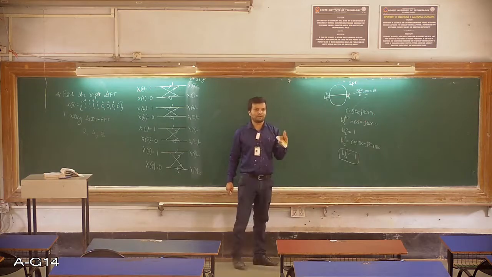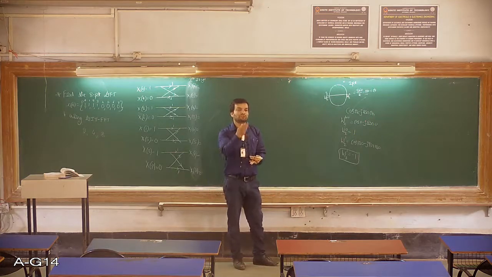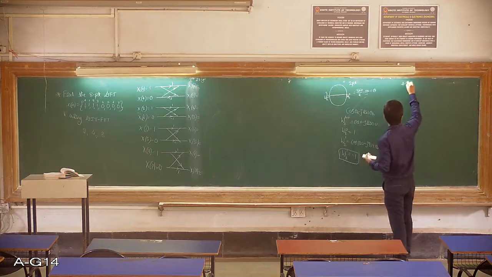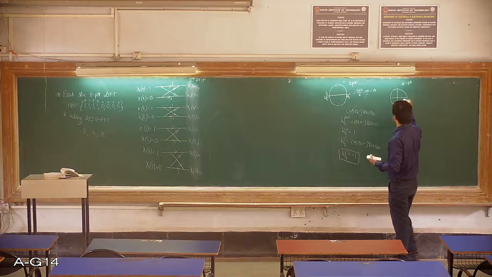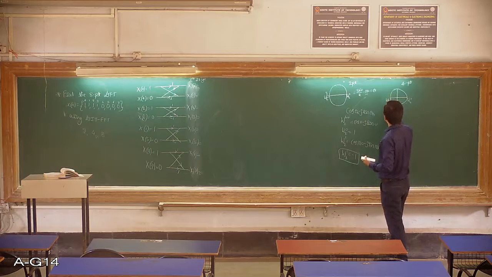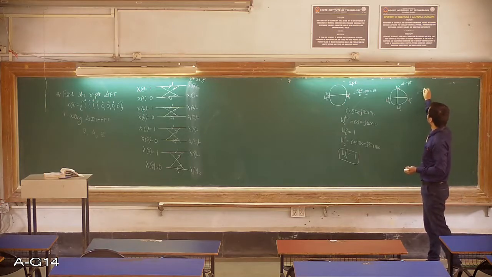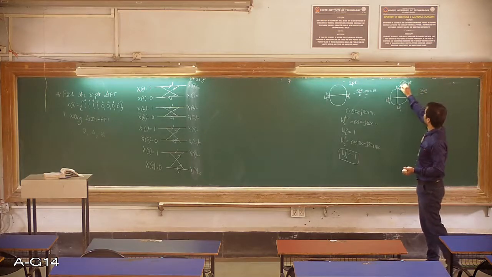If you compute 4 values, for the next 4 values we just have to change the sign, or else multiply by minus 1. Similarly for the 4 point, we will get 4 values, namely W4 of 0, W4 of 1, W4 of 2 and W4 of 3. So what are the values? For the 4 point, 360 divided by 4, we will get 90 degrees.